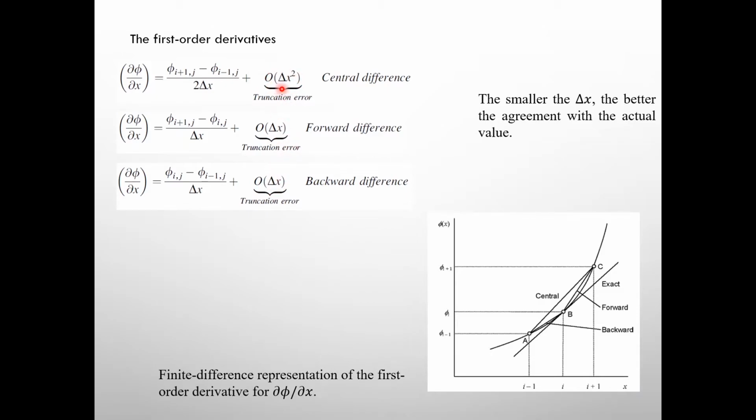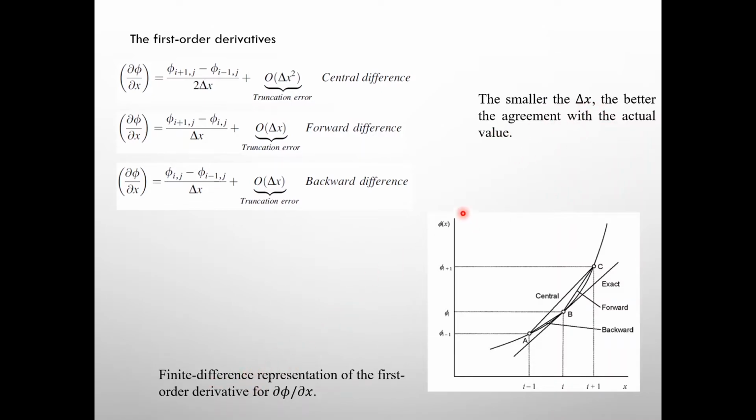And for central difference is different. Actually the delta x usually is very small. If you have a very small number, like for example 0.1, if you times it by itself, it becomes smaller than the original value. Like if your delta x equals 0.1, if you make it power of 2, it becomes 0.01. So that means that the truncation error for central difference is smaller compared to those of forward difference and backward difference. It means that the smaller the delta x, the better the agreement with the actual value.